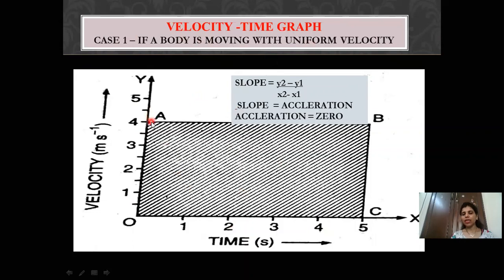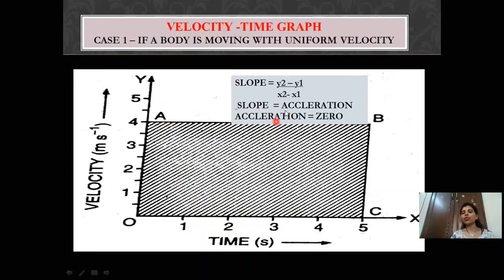Now here you can see that it is a straight line which is parallel to the x-axis. And when there is a straight line drawn from 4 and it is parallel to the x-axis, it shows that the velocity is constant, because whenever it is noted, after 1 second it is 4 meter per second, after 2 seconds it is 4 meter per second, after 3 seconds it is 4 meter per second. That means the velocity is constant, it is not changing.